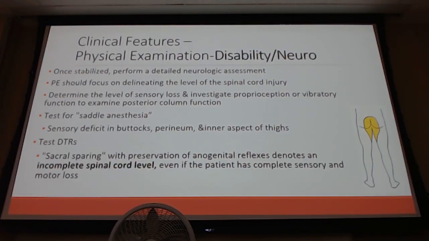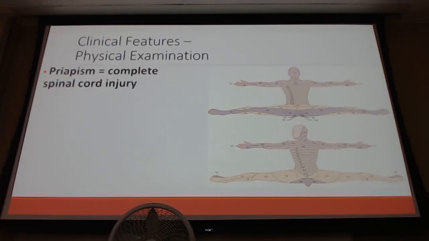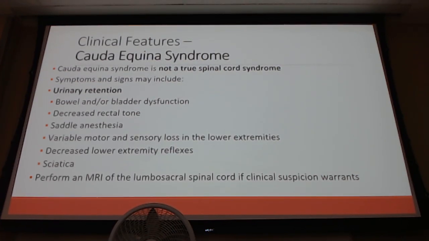And then, if they have sacral sparing, that usually indicates an incomplete spinal cord lesion. Any priapism is going to be a complete spinal cord injury. So that's something to note on exam if you find it. And then we'll talk about cauda equina syndrome, which is something we always worry about, especially in trauma and anybody with, like, back pain.